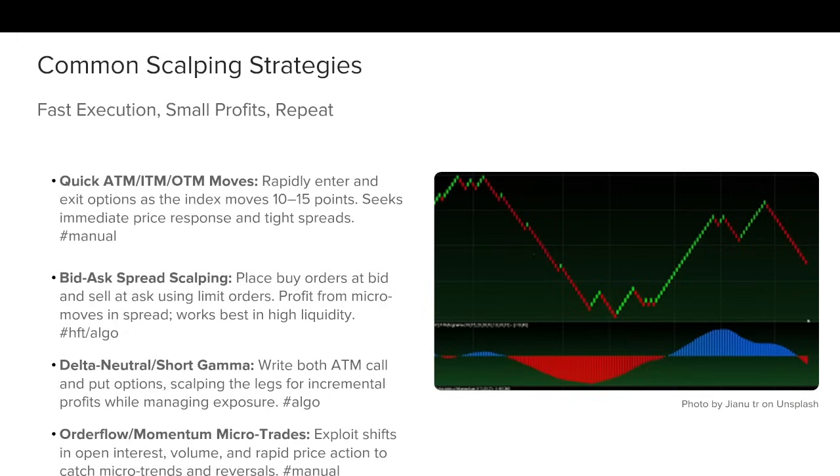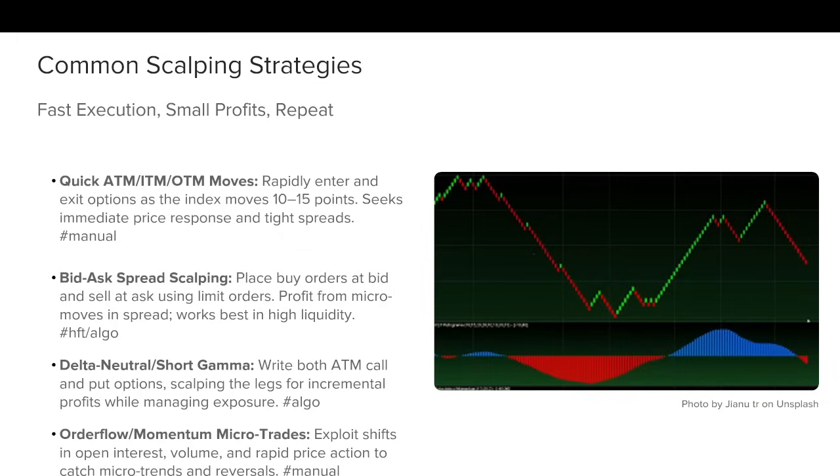Third is delta neutral short gamma. Write both ATM call and put options. Scalp the legs for incremental profits while managing exposure. It is also known as gamma scalping. This can only be handled by an algo, almost impossible to do this manually.